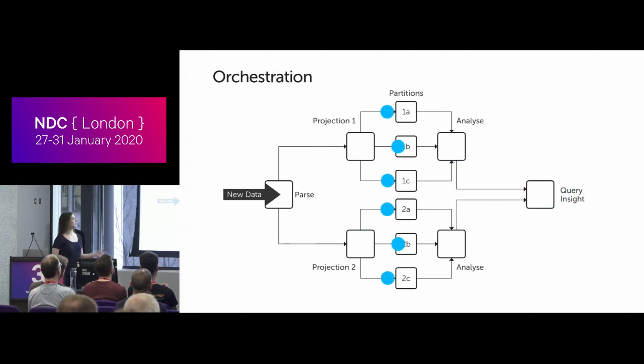When new data arrives, if we had multiple projections that needed to be run, we can parallelize that because the projections are completely independent. So we can fan out to multiple projections, and then within each projection, each of the partitions are again independent, so we can fan out again, and then aggregate these results, say these proximity signals, and run any overall analysis and query that insight out the other end.